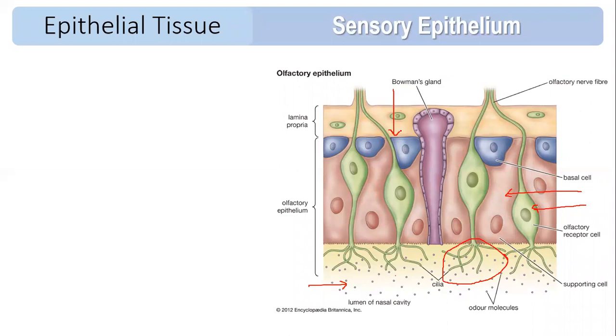And then the message is carried. That message is called as impulse. So initially touch is stimulus, then the message is called as impulse. So where are they found? They are found in the nose.